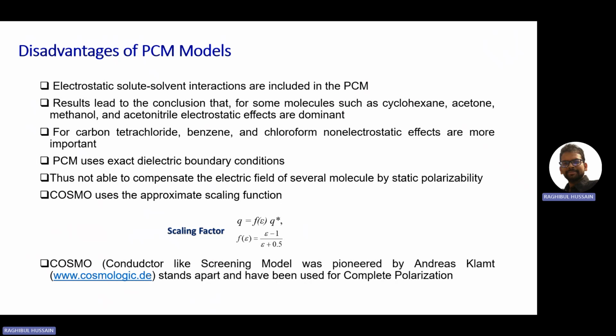So now what is the disadvantage of PCM models? First, the electrostatic solute-solvent interactions are included in PCM, but the calculation to solve them is very difficult because it uses exact boundary conditions in the dielectric. The results lead to the conclusion that for some molecules such as cyclohexane, acetone, methanol, acetonitrile, electrostatic effects are dominant, while for compounds such as CCl4, benzene, chloroform, non-electrostatic effects are more important. So there is a bias in the solution procedure of the PCM models. So that's why the PCM models were not much useful.